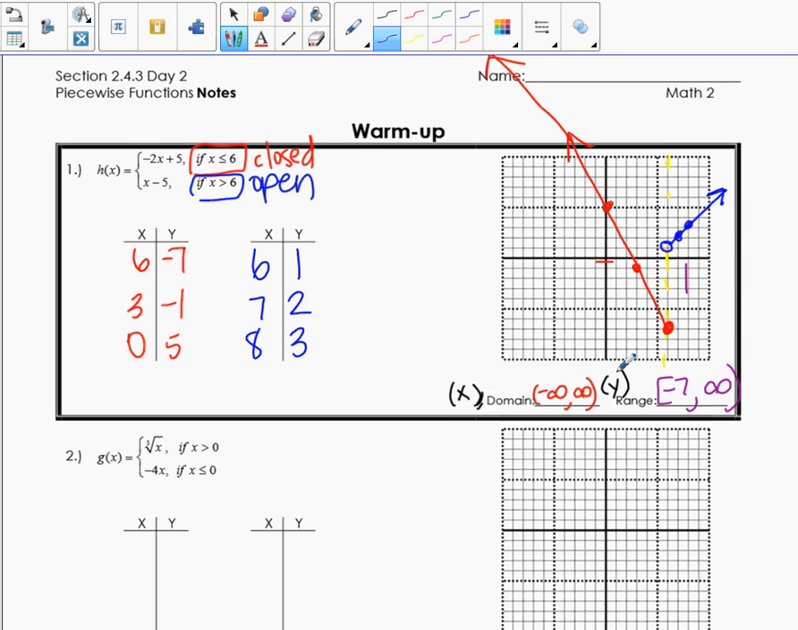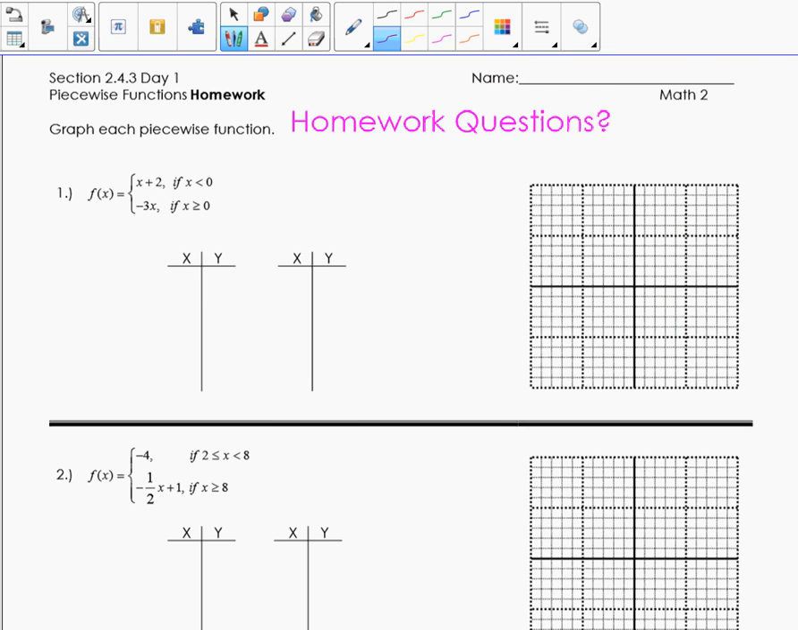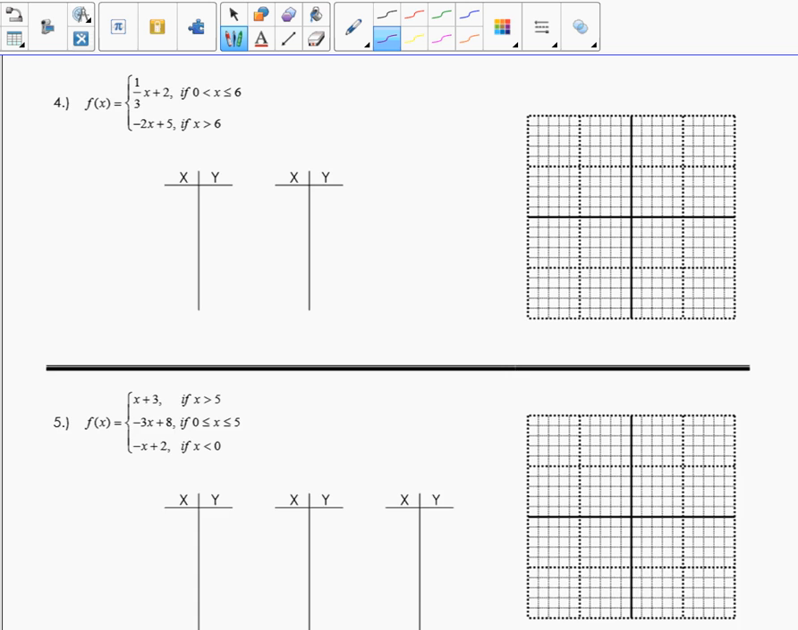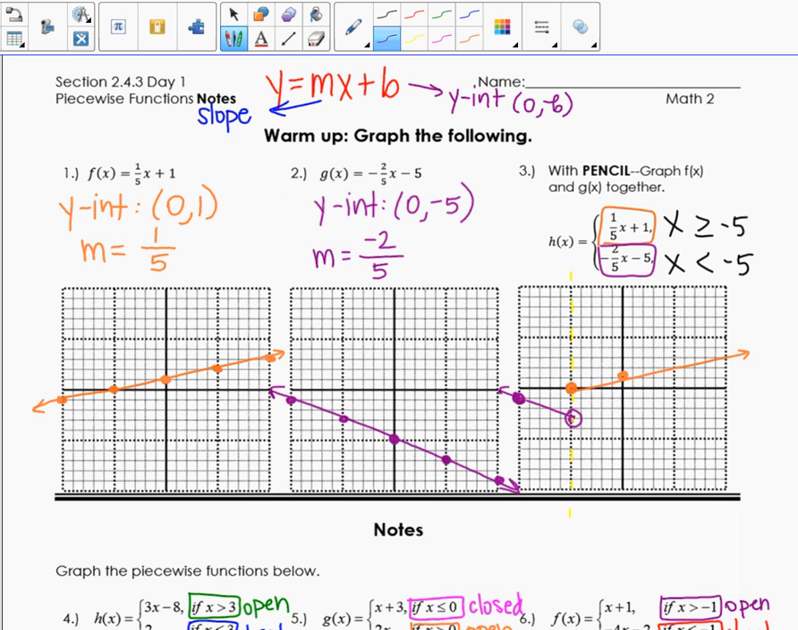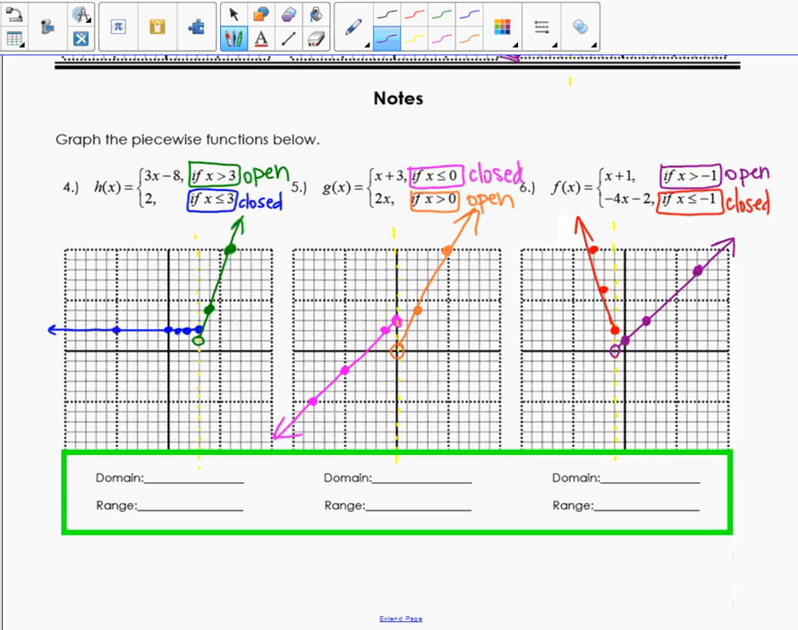Okay, so let's actually go back, and I want you to get out your notes from Friday. And we are going to go through domain and range with those. Okay, remember I said we left them blank and we would come back to them. So if we look at domain and range for number 4 on the notes from Friday. All right, so domain, that's left to right.